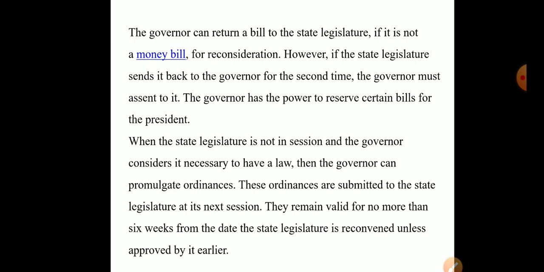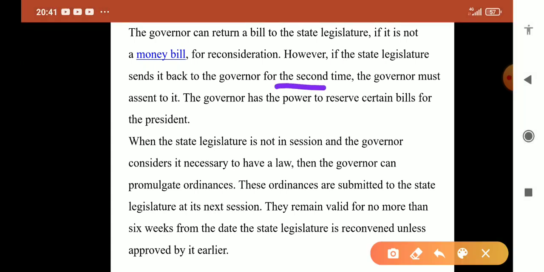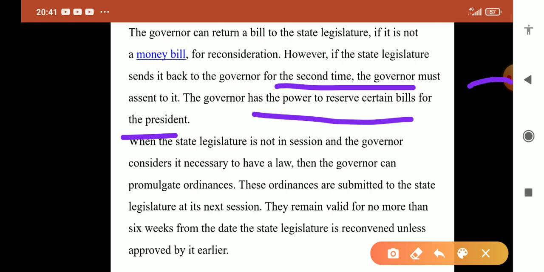The governor can return a bill to the state legislature for reconsideration if it is not a money bill, right. However, if the state legislature sends it back to the governor for the second time, the governor must assent to it. The governor has the power to reserve certain bills for the president. So here he will either give assent or reserve the bill for the assent of the president also, if he deems fit, right.